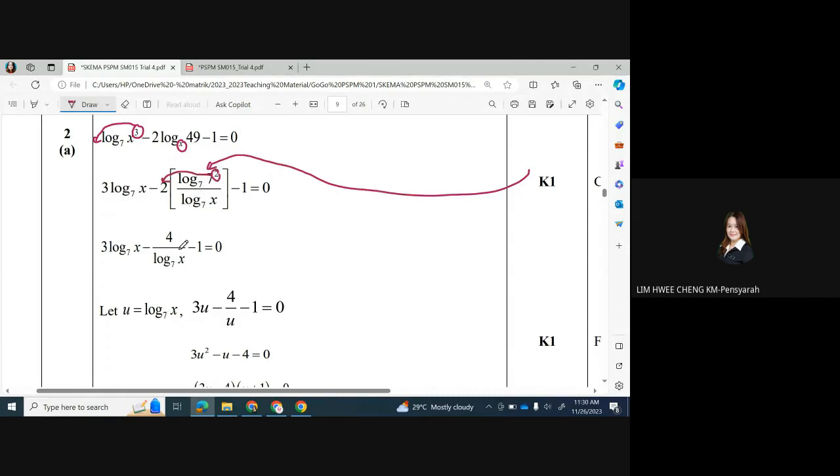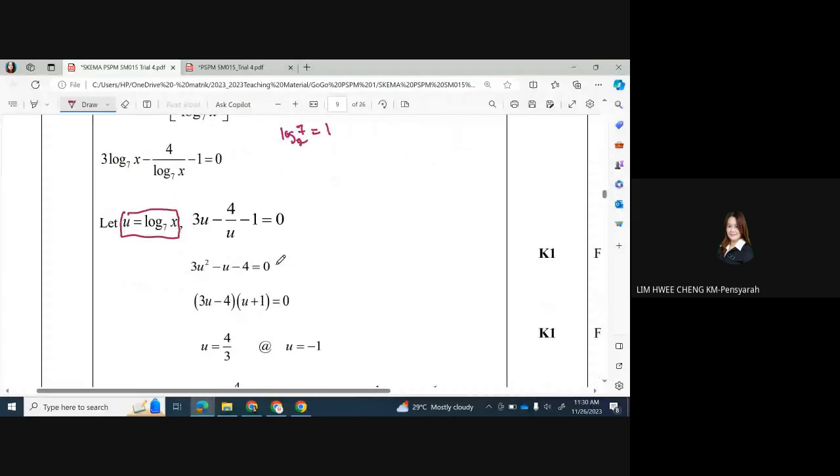3722 is 4 over log, sebab log 7 base 7 ini adalah 1. Okay, then we substitute the u equal to log x to the base 7. So substitute dulu 3u minus 4 over u minus 1 equal to 0. We equalize the denominators. Yang ini kita bring ke kiri, kanan sebab this is the equation.